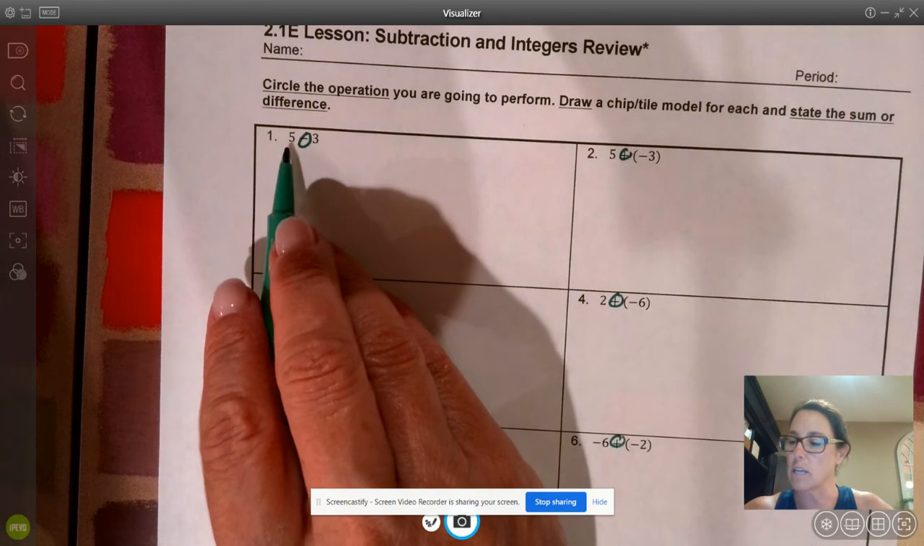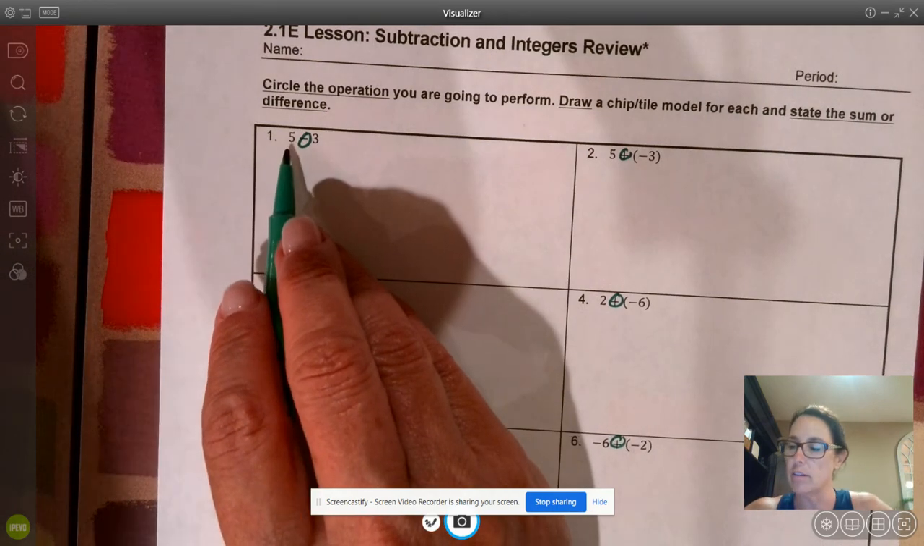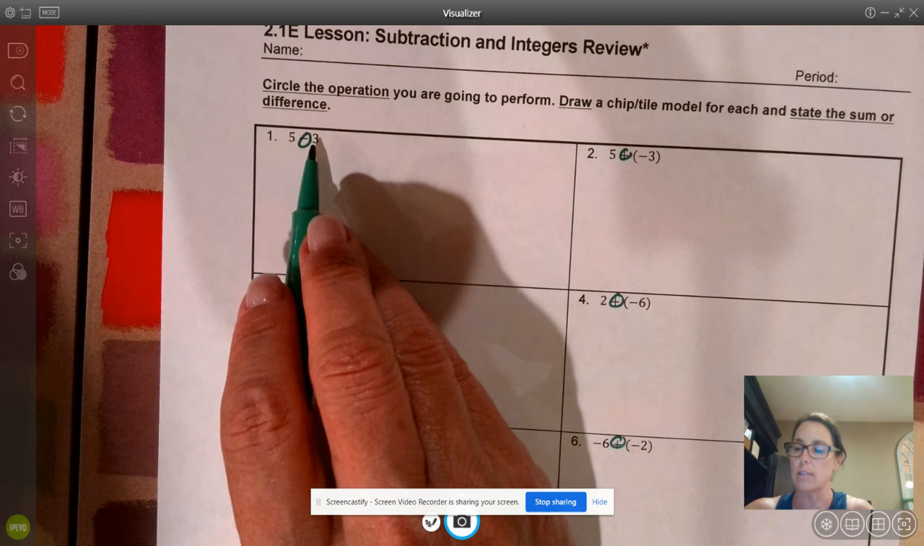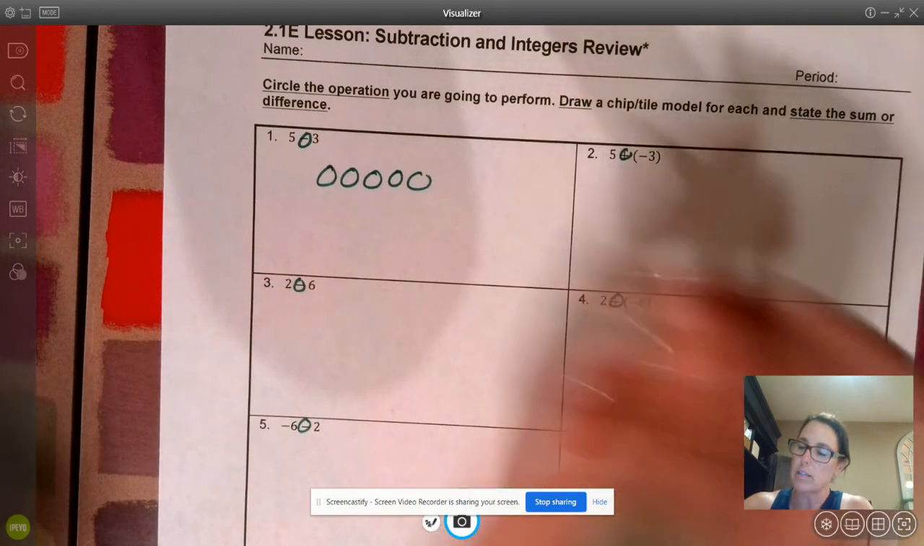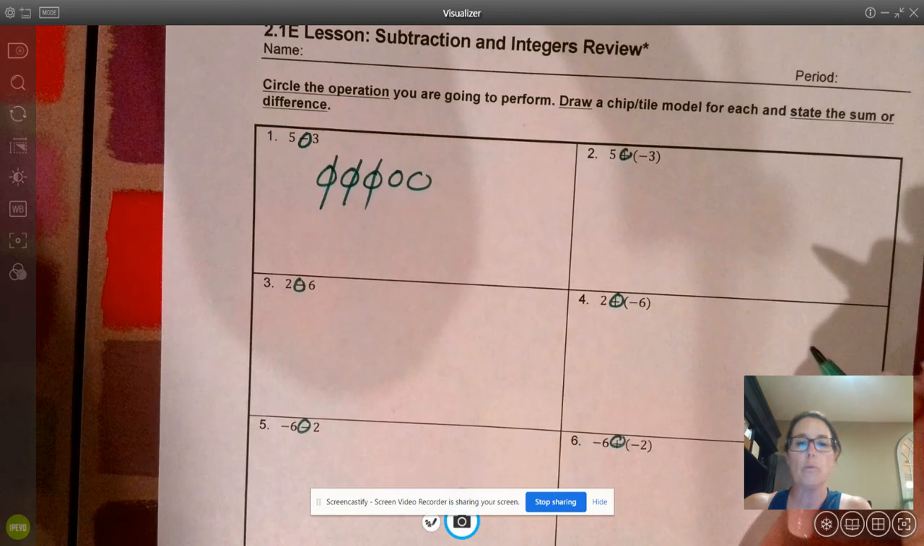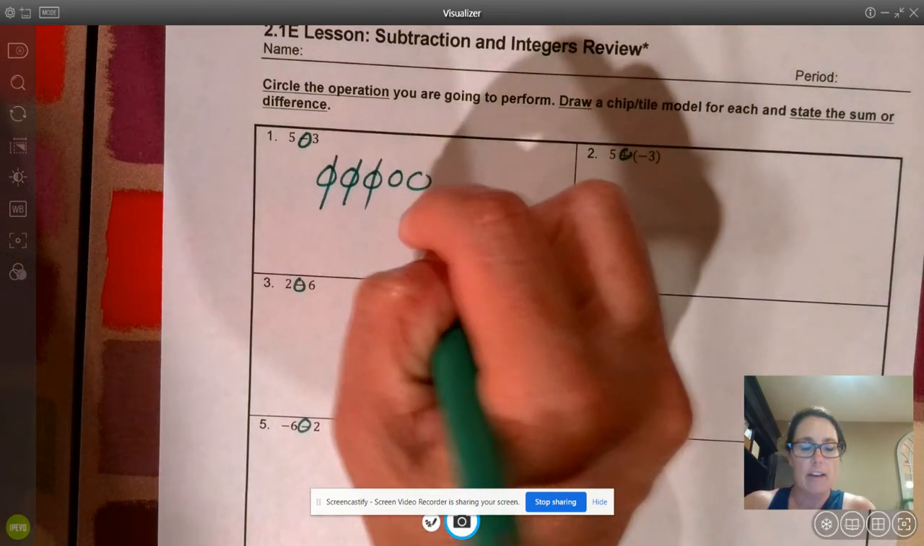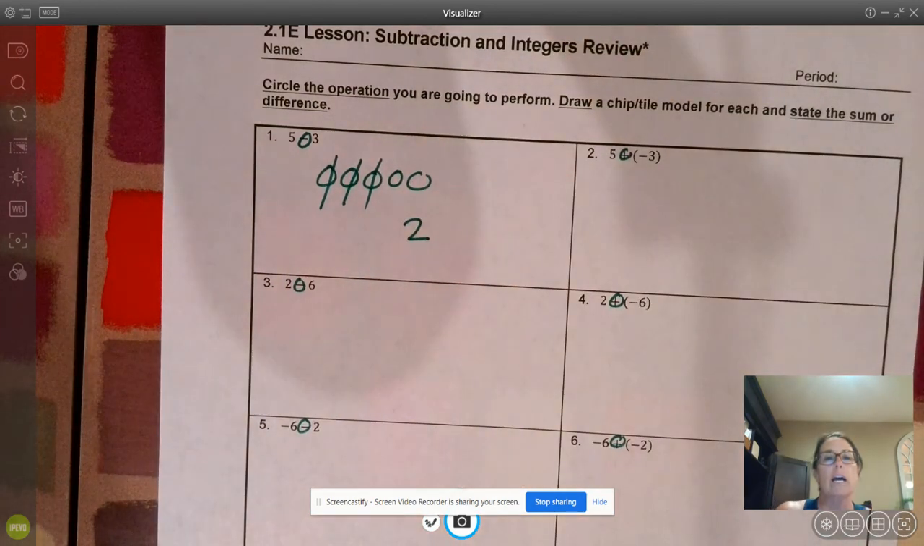So this one, I've got 5 positive tiles and I take away 3 positive tiles. So if I have 5 positive tiles and I take 3 away, I have an answer of 2. Again, 5 minus 3 is a first grade question. We all know that answer is 2. But can you do the chip model? You will be tested on that, okay?